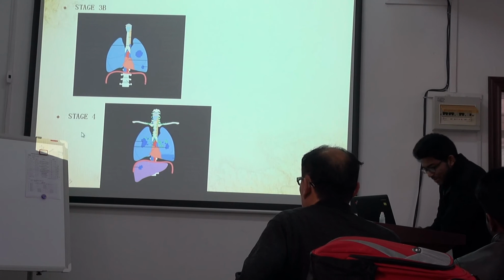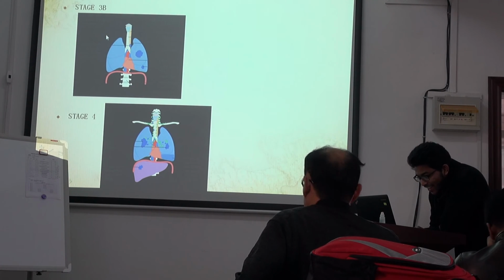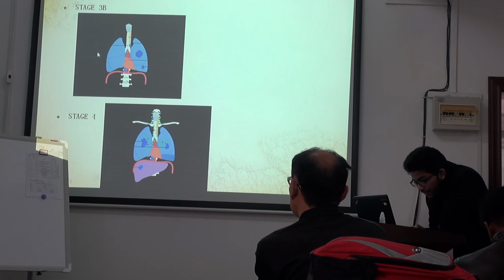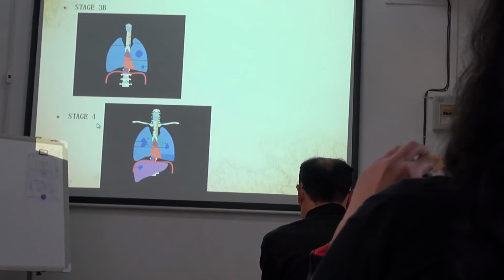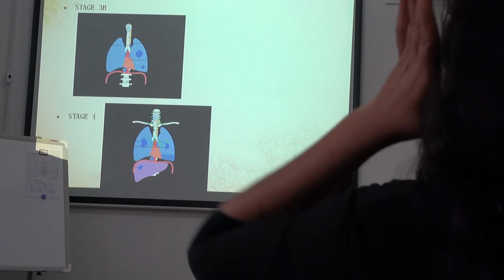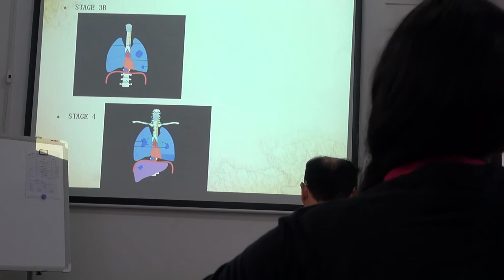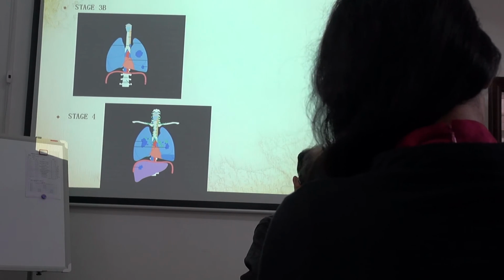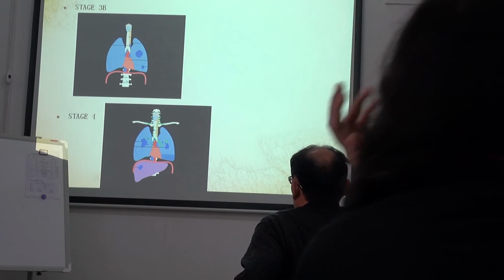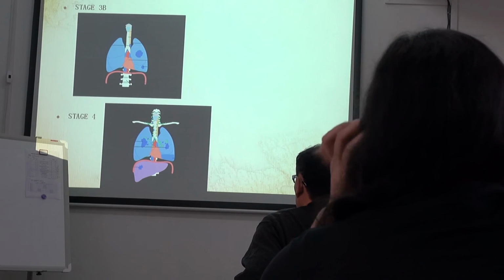And in stage 3B, the cancer is of any size, and there are cancer cells in the lymph nodes, in the mediastinum, and in the heart and in other lobes. And stage 4 is that it is not only present in the lungs but also in the lymph nodes, everywhere, and it passes to other organs also, like liver, cervix, prostate, and GI tract.